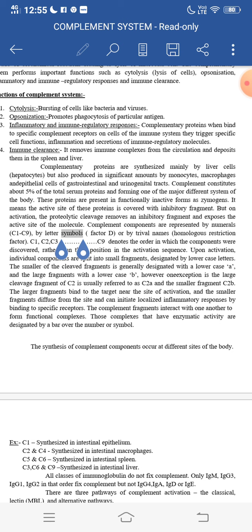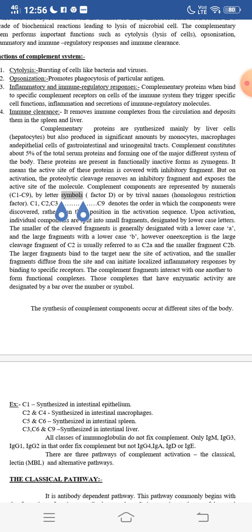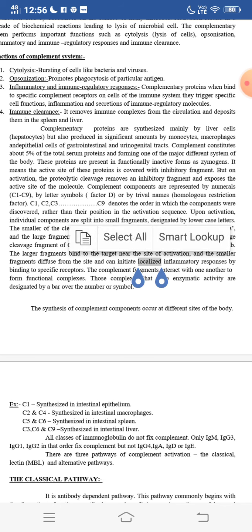Complement components are represented by numerals C1 to C9, by letter symbols such as factor D, or by trivial names such as homologous restriction factor. So C1, C2, C3, C4, C5, C6, C7, C8, C9. From C1 to C9, these are the complement components, and the numbering denotes the order in which the components were discovered rather than their position in the activation sequence.